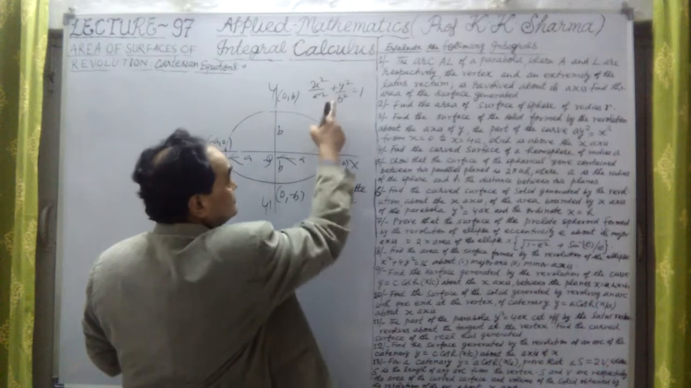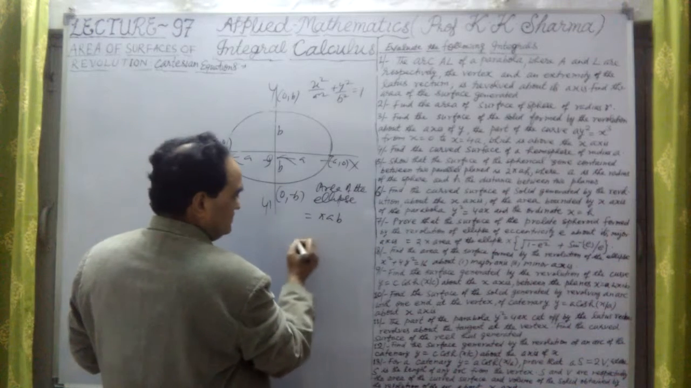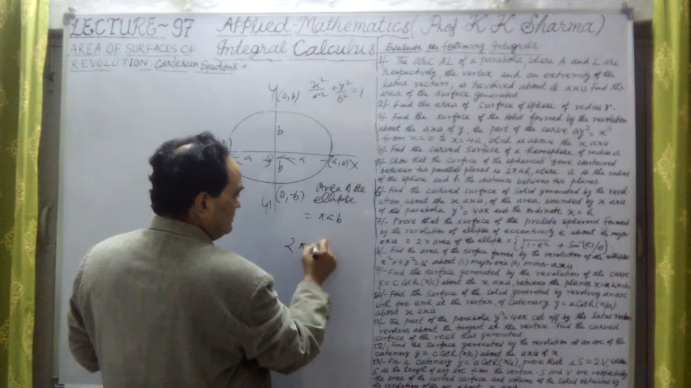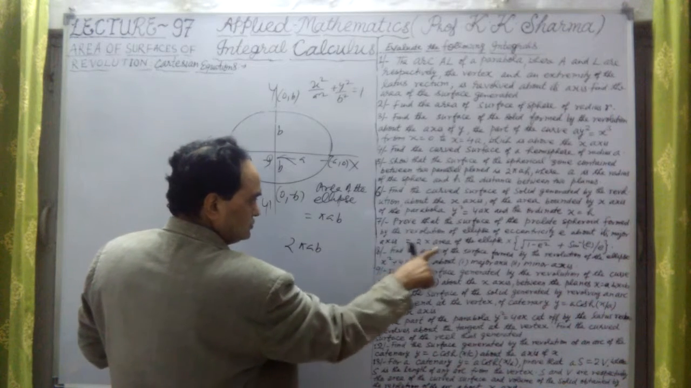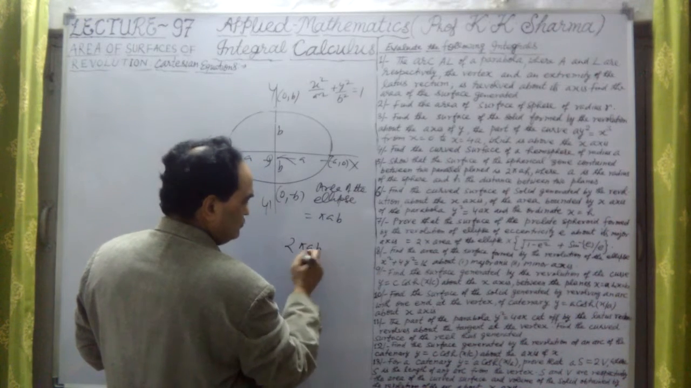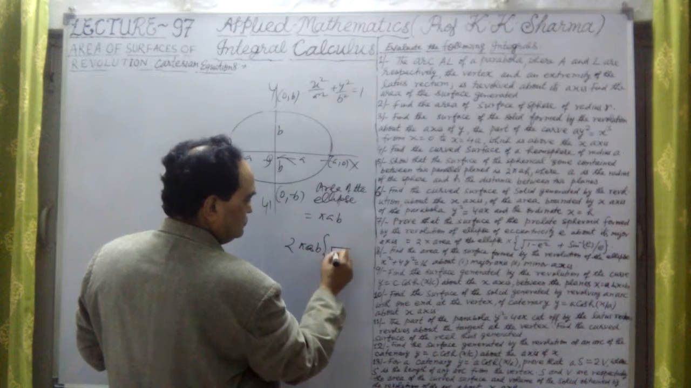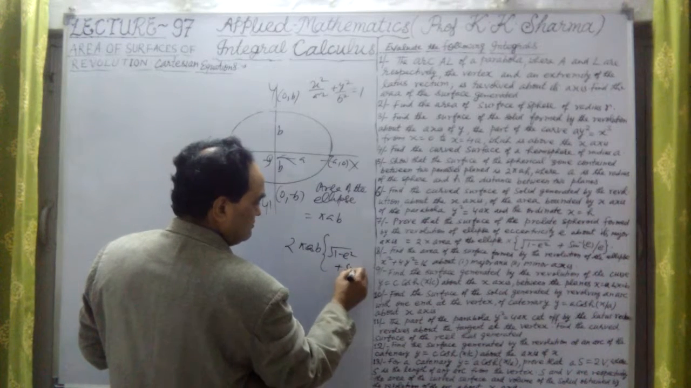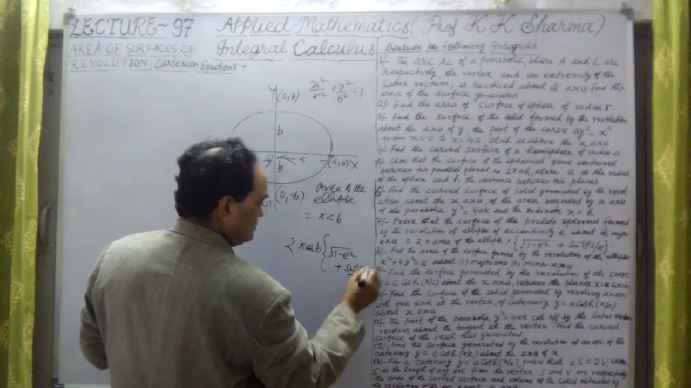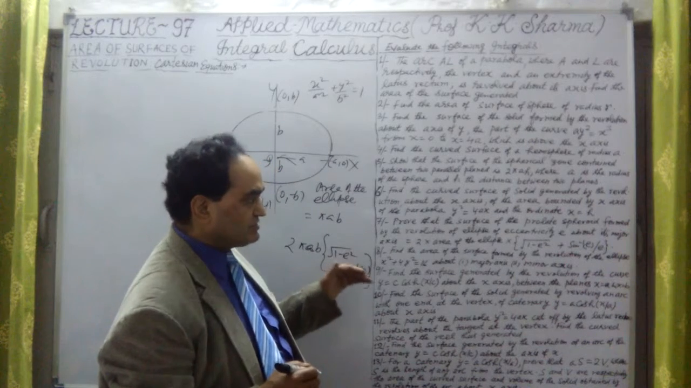Area of the ellipse is pi AB. It means the answer is 2 pi AB under root, that is, twice pi into AB within brackets: under root 1 minus e square, where e is the eccentricity of the ellipse, plus sine inverse e upon e. In the denominator of sine inverse e is e, the eccentricity.